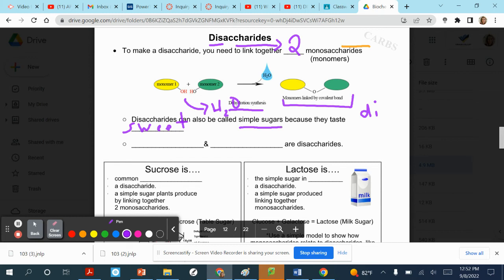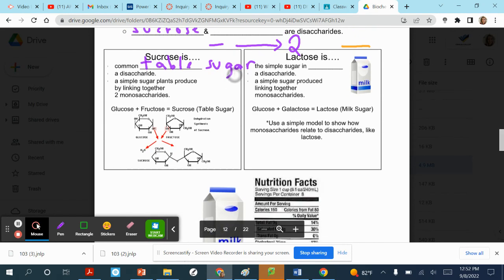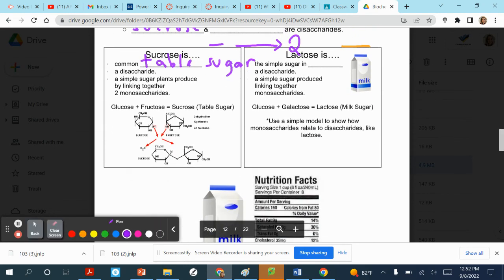There's two disaccharides I expect you to remember. One is sucrose. And you are very familiar with sucrose, you just don't know it. It is common table sugar. So when you sweeten your Kool-Aid or you sweeten your tea, you are going to use sucrose. When you bake cookies, you're probably using sucrose. That comes from sugar cane.